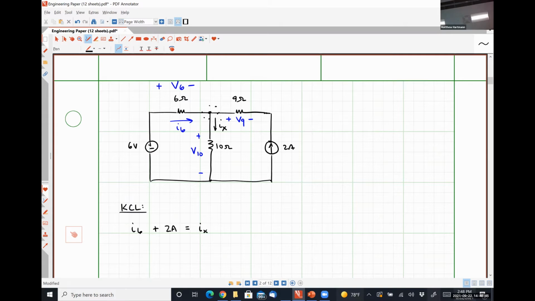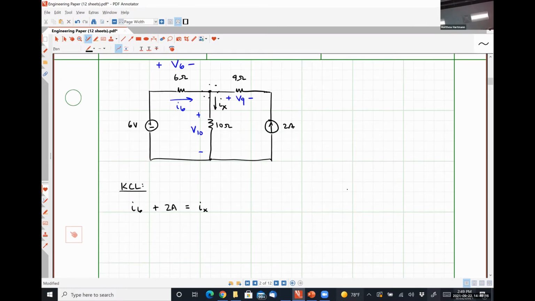Anybody got any problems with that KCL relationship? We have a current of I6 entering the node from the left, a current of 2 amps entering the node from the right, and a current of Ix exiting the node from the bottom. Kirchhoff's current law: currents going in equal the current going out. Nothing wild or crazy there, I hope.